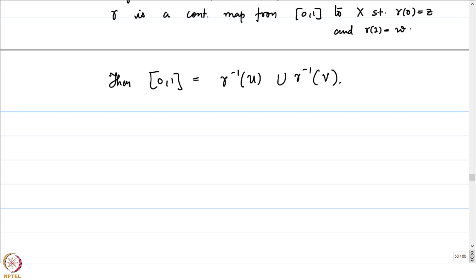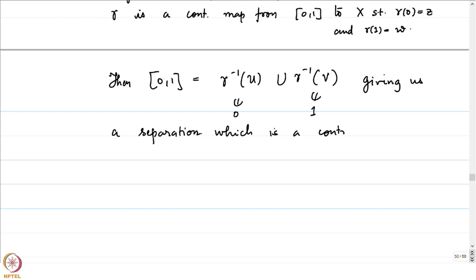Because U and V are open, gamma inverse of U will be open in [0, 1], since it's a continuous map. Gamma inverse of V will be open in [0, 1] again. 0 belongs to one, 1 belongs to the other, and they will be disjoint because U and V are disjoint to begin with. So this is giving us a separation of [0, 1]. And we know that intervals are precisely the connected subsets of R. There does not exist a separation of [0, 1], which is a contradiction. Hence, there does not exist a separation of omega, which is the same as saying that omega is connected.